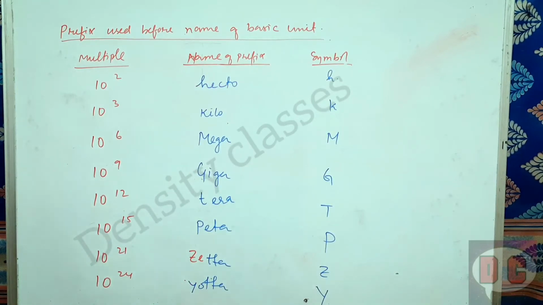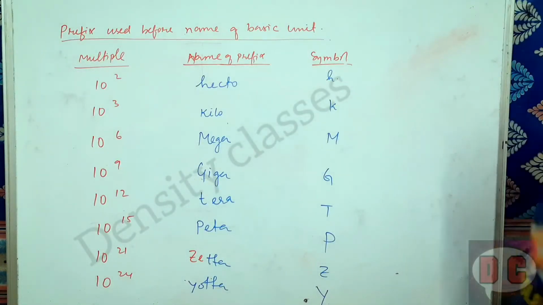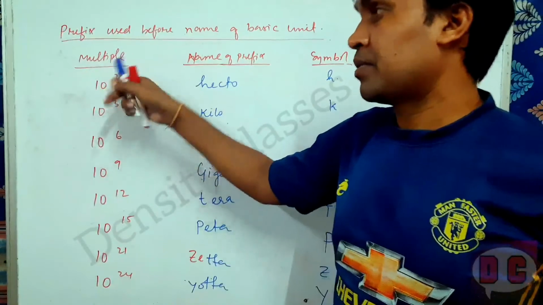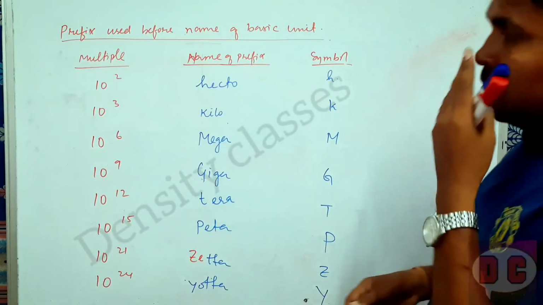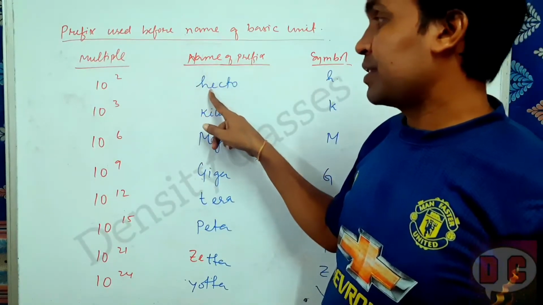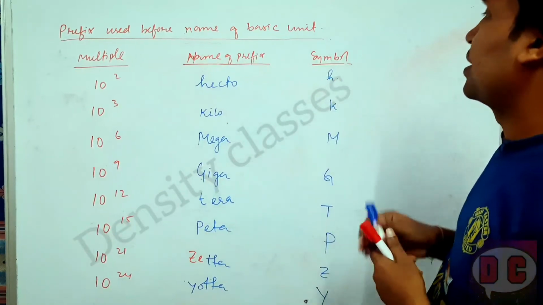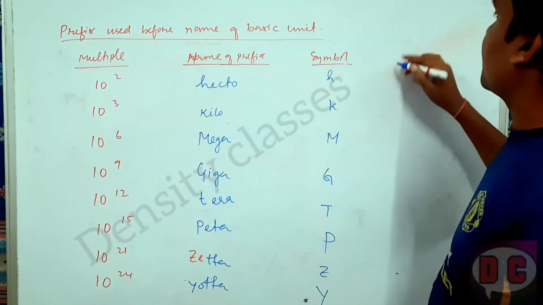So now we are back with the positive multiples. Previously we discussed negative multiples. Now we are going to discuss the positive powers of 10. Okay. So if 10 to the power 2 is there, the name of the prefix we will be using is what? Hecto. What is the symbol of this? H. Okay.